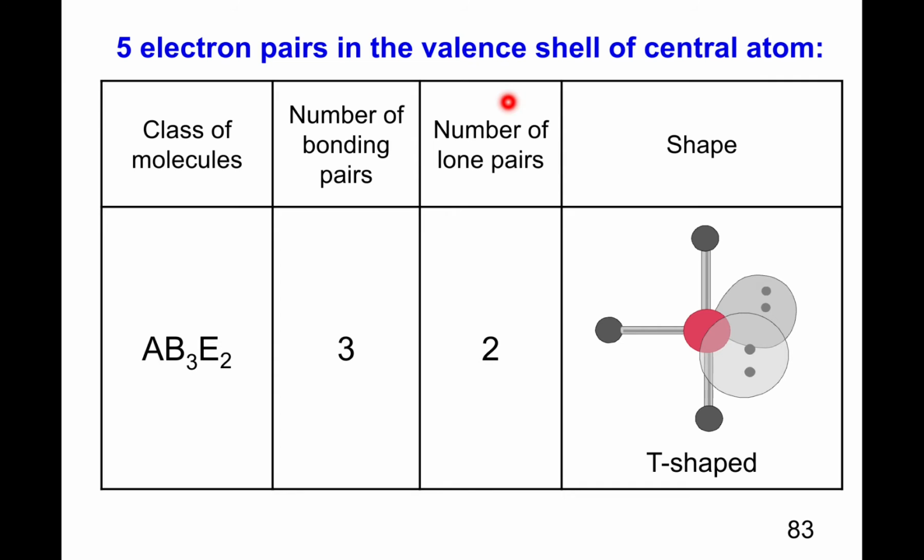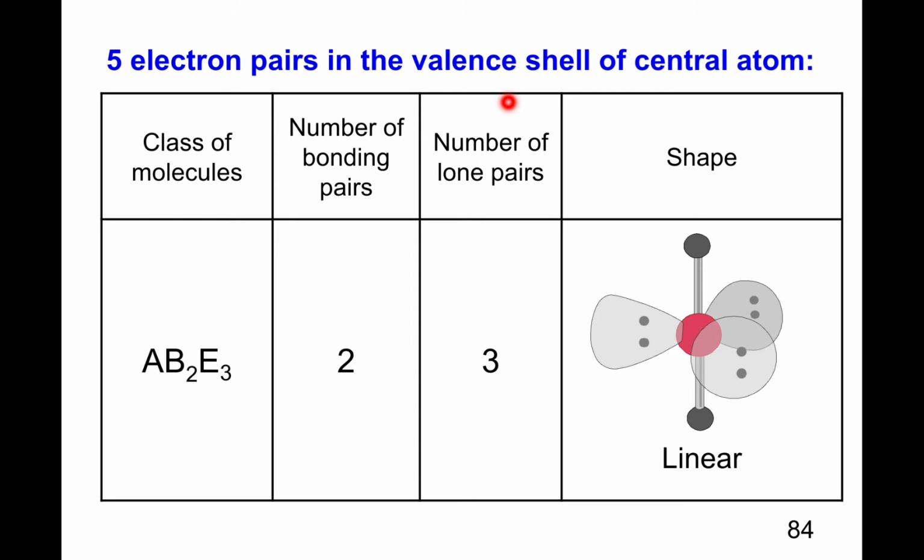Okay, this is T-shape, also from trigonal bipyramidal, since we have 5 electron pairs. 2 are lone pairs, so we have repulsion between lone pairs, lone pair and bonding pair, and bonding pairs. So the shape becomes T-shape, and the bond angle is 90 degrees. Okay, this is linear when we have 3 lone pairs and 2 bonding pairs. So the angle between the bonds here is 180 degrees.